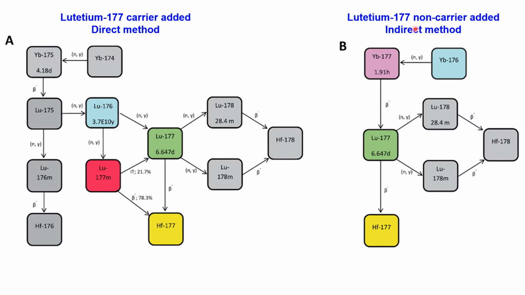On the other hand, lutetium-177 non-carrier added is made by an indirect method. Ytterbium-176 is irradiated to make ytterbium-177, which decays to lutetium-177. And these are not isotopes of one another. They have two different chemical compositions, so you can split them off. You can purify lutetium-177 by more user-friendly methods. So you can get high specific lutetium-177 activity and without contamination of any other isotopes of lutetium.